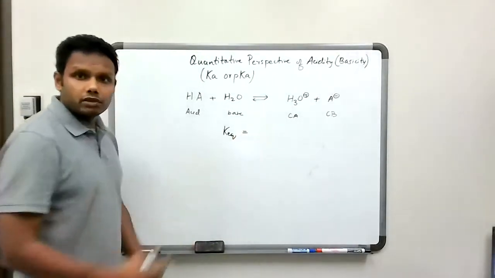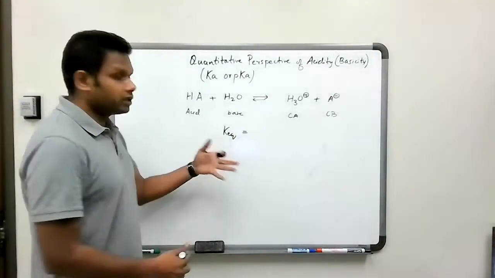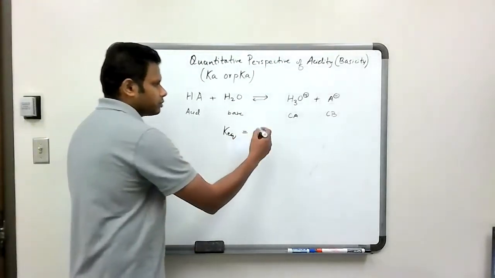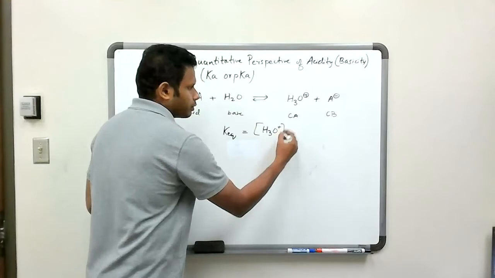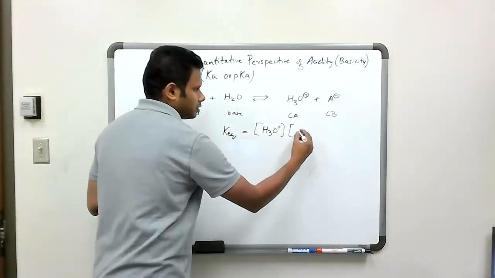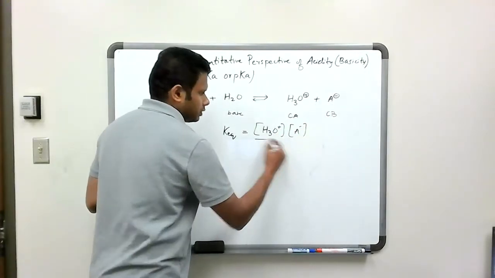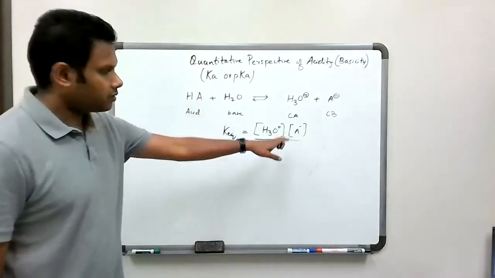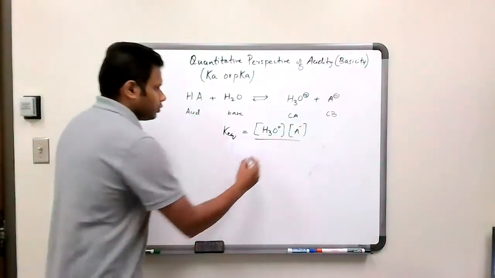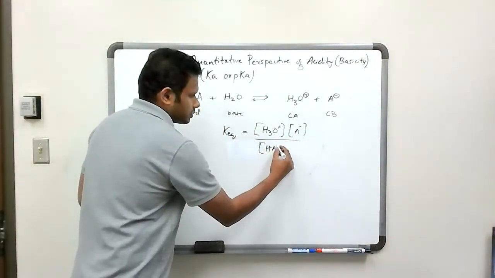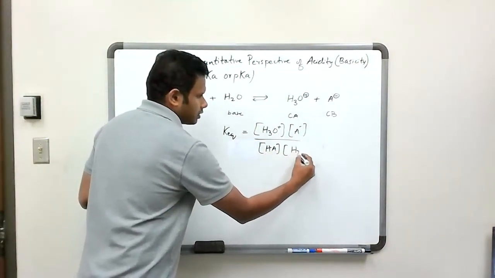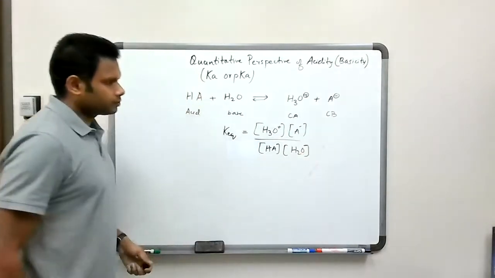if we were to write an equilibrium constant for this equation, which we can do for any chemical reaction, the equilibrium constant here would be the concentration of products, which are the hydronium ion and the conjugate base, over the concentration of the reactants, which is HA and the concentration of water.